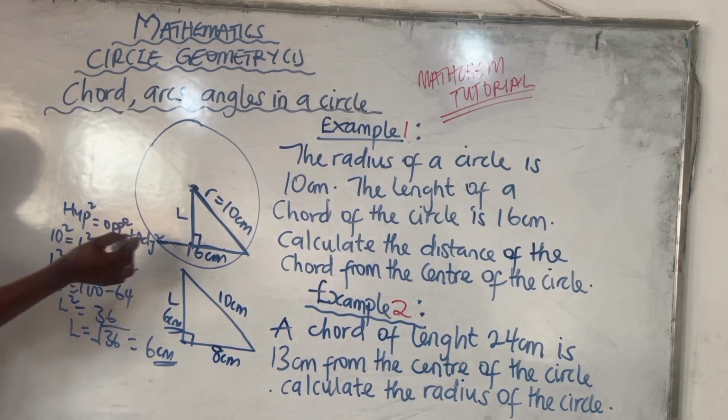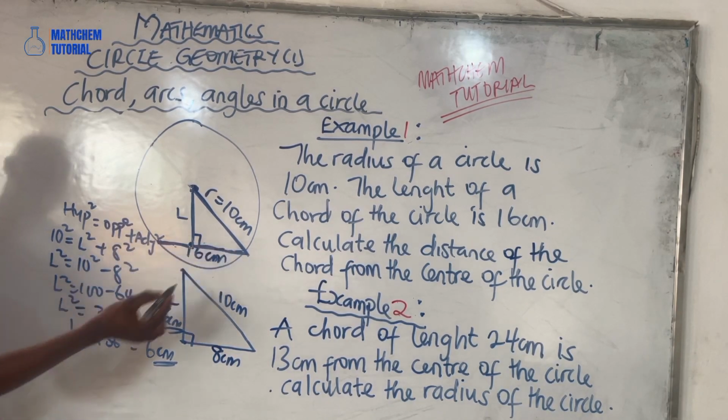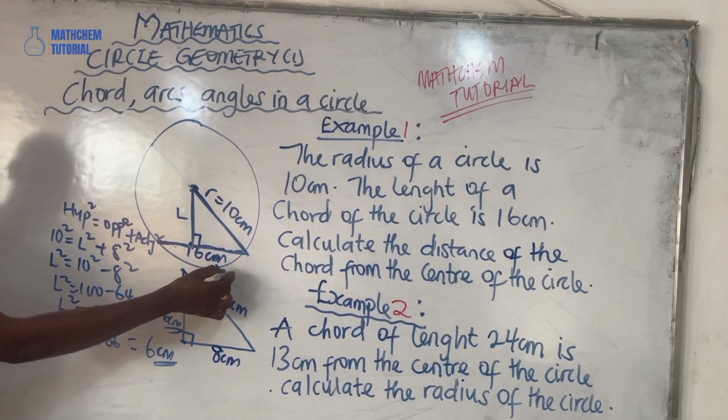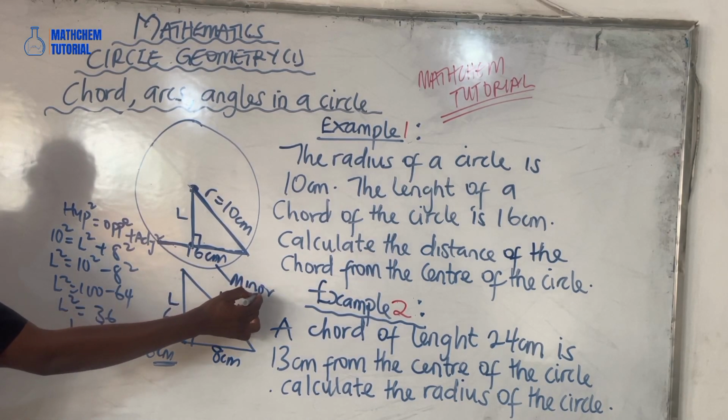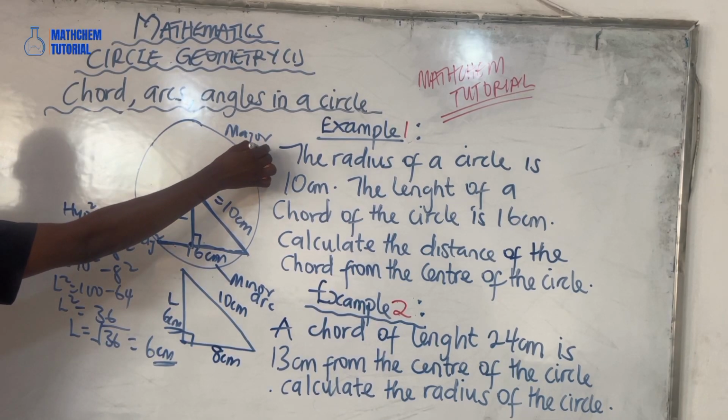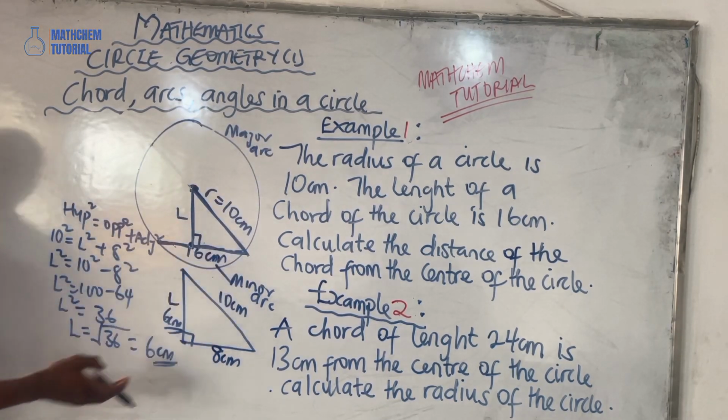Where is the arc? This is the arc. And this is also a chord. This is the length of a chord. And at the same time, it's also the arc. Which type of arc? This is a minor arc because it's the smaller one. And this is the major arc. You can also call it the major segment or the minor segment.